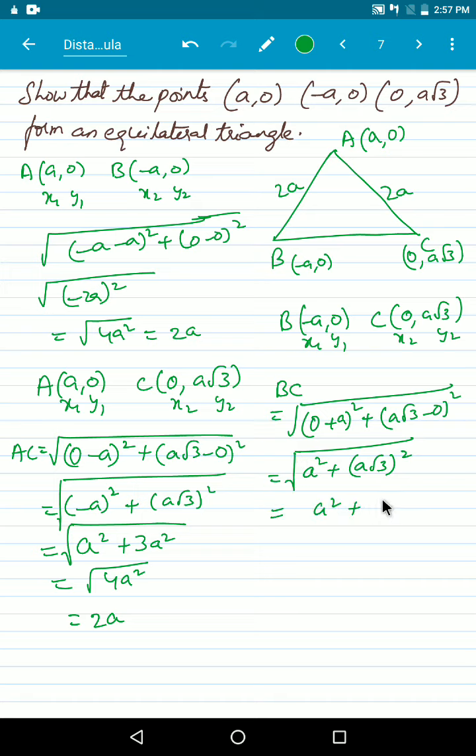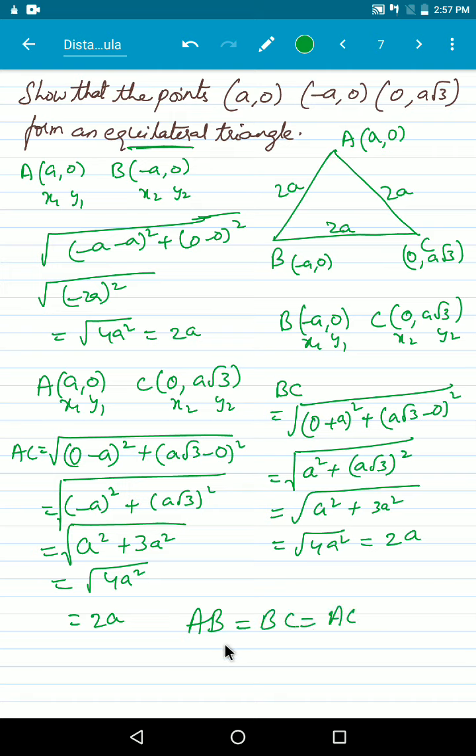Just now we found it is equal to 3a square. So we'll have 4a square, a square plus 3a square is 4a square. 2a will be the answer again, right? So this is 2a. See, all three sides are equal, hence it is an equilateral triangle. Write that statement to get full marks. AB is equal to BC is equal to AC. All three sides are equal, hence it is an equilateral triangle. Write that sentence also, you will get full marks.